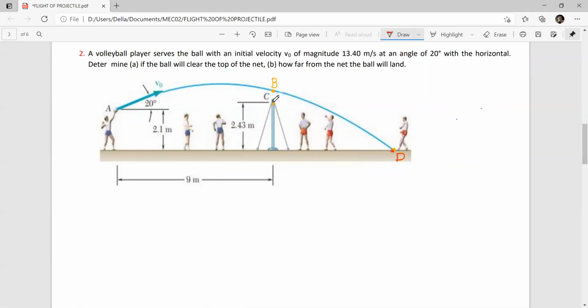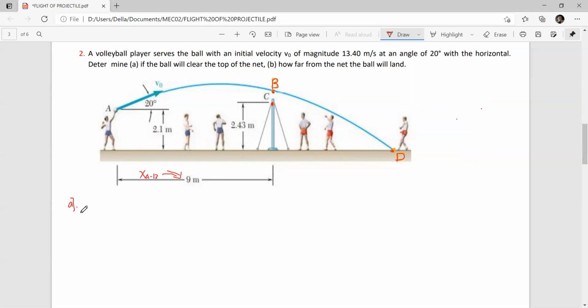Point D, point C, and this is point B. Okay, what we have known: from A to B, the horizontal distance is 9 meters. Let's say this is from A to B. So the answer is 9 meters. So let us answer letter A.